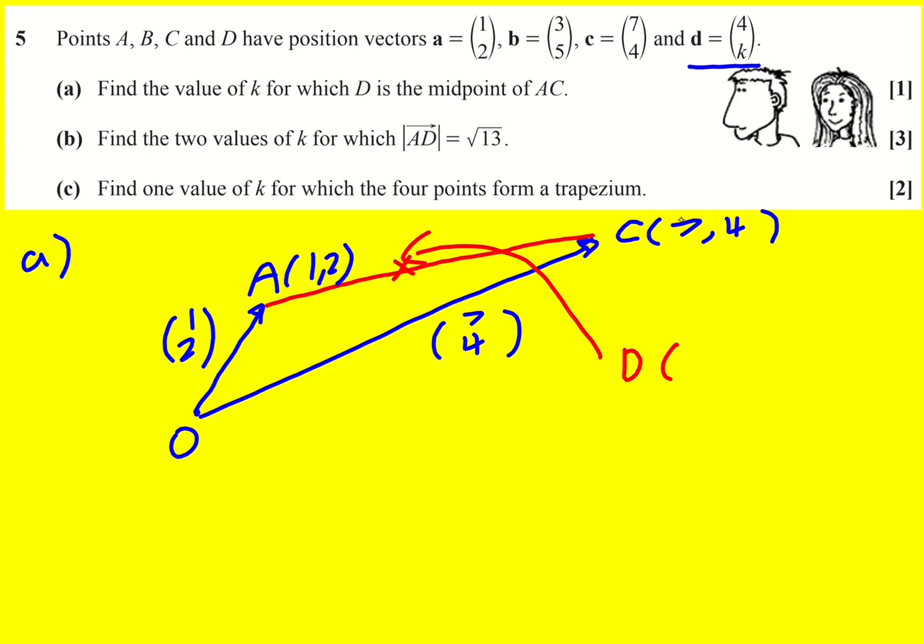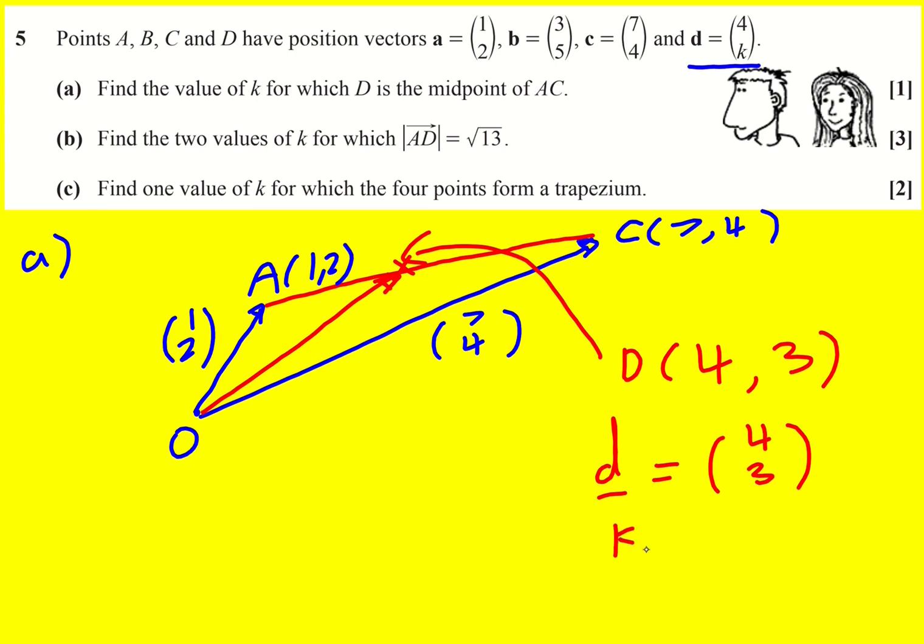And we can add them together, 8, and divide by 2 to give 4. Okay, that will be the middle value, the value that's halfway between 1 and 7, in fact. And then the halfway value between 2 and 4 is going to be 3. And so the vector d itself, if I was going to draw it, would then be equal to 4, 3. And so k is equal to 3.